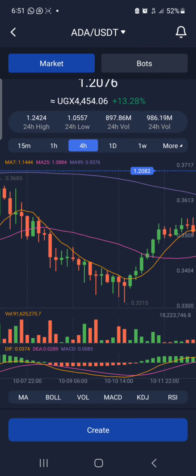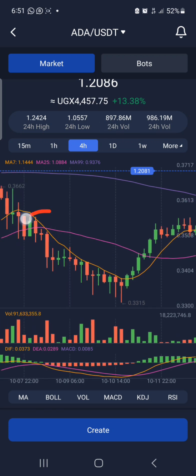So you see here, remember the yellow one is the 7-day moving average, and that pink one is the 25 moving average. So you see what happened when the yellow one was below the 25 moving average. The market dropped drastically. And you see what happened here when the 7 moving average finally crossed the 25, the market went up. So this one here is the golden cross.